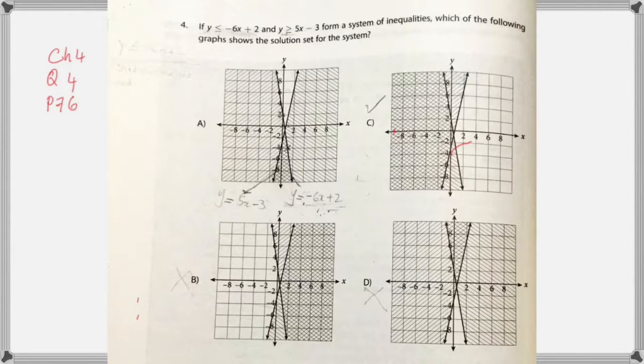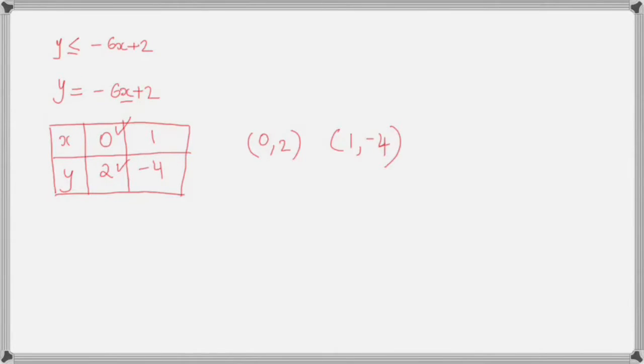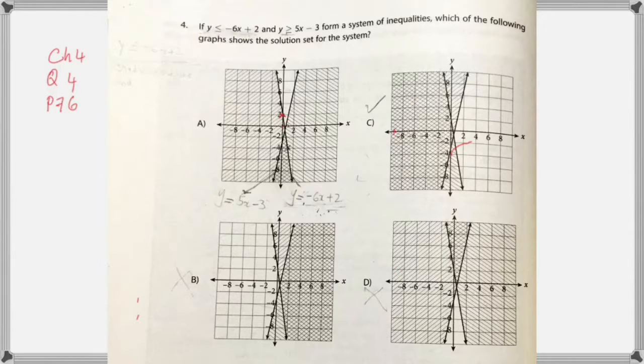Where is (0, 2) in this graph? This is the point 0, and this is the point 2. So I got 1 point here. And what's the other point? The other point is (1, negative 4). Let's plot that. 1 is around here and negative 4 is here. So I got 2 points here. Now I can join these 2 points and draw a straight line. So I got this line.